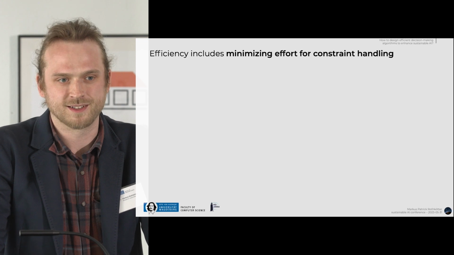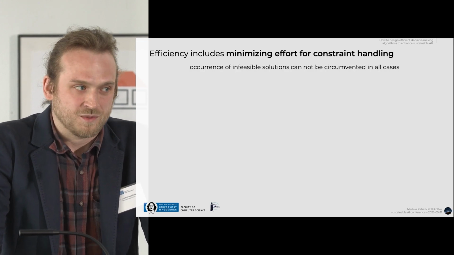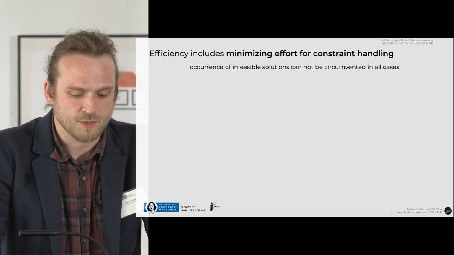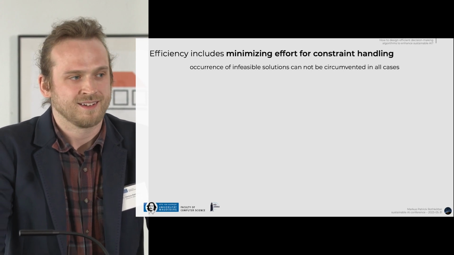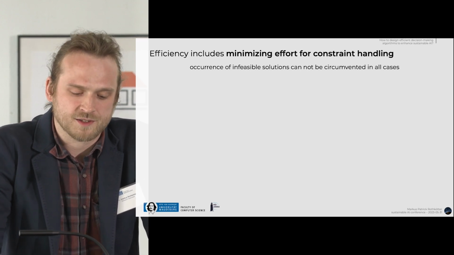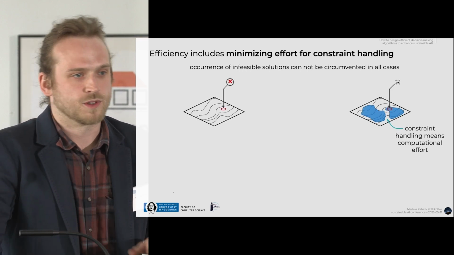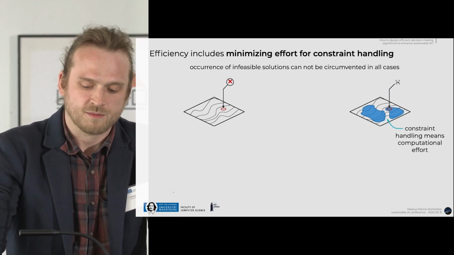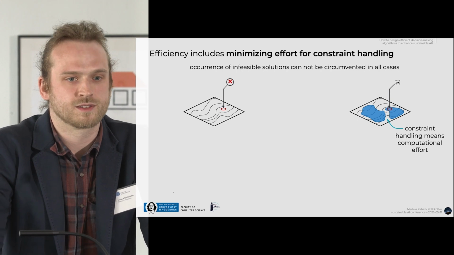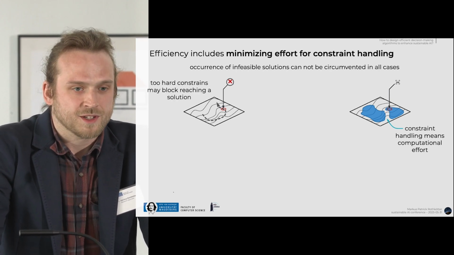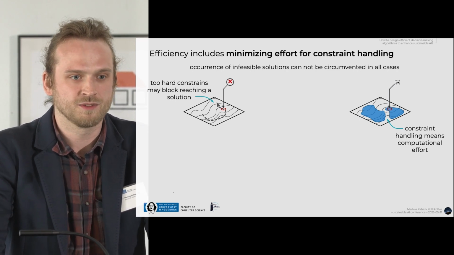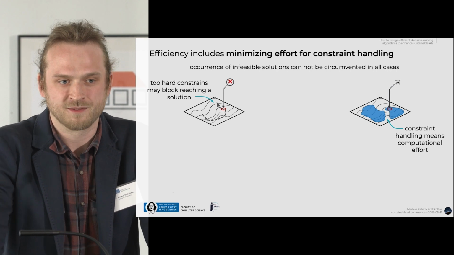Secondly, efficiency includes minimizing the effort for constraint handling. There are methods to circumvent the emergence of infeasible solutions, but not for all use cases. So normally we have our landscape where we search for a solution, and there are regions with infeasible solutions. So we spend energy on excluding these. But sometimes we spend so much energy that we do not even reach the actual point where we want to get because we blocked it. We simply blocked the way.